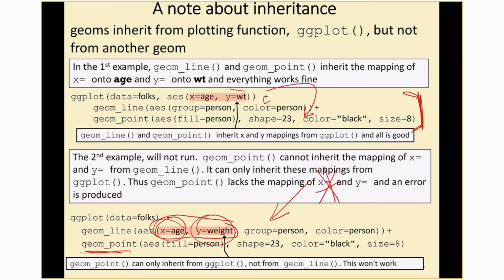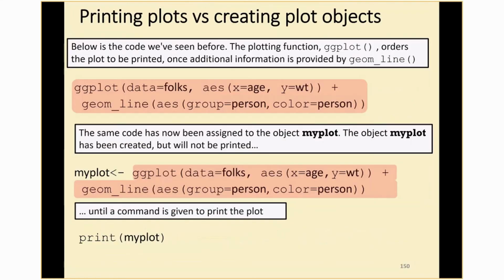Because the specification of the x and y mappings occurred within geom plot, it could be inherited by the scatter plot. But this geom point, this scatter plot, can only inherit from the plotting function. It cannot inherit from another geom. And so because this scatter plot cannot inherit from another geom, it doesn't know what the x and y mappings are, and thus the thing fails.